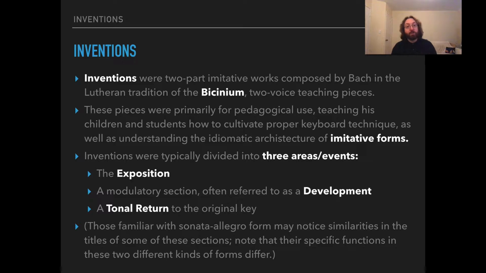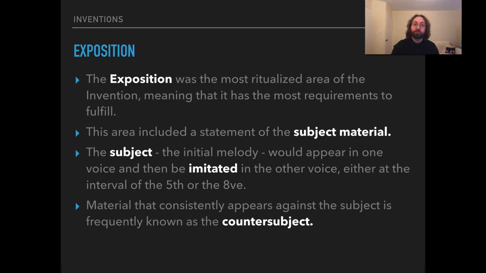If you're familiar with the concept of sonata allegro form, you may notice some similarities in the titles of some of these sections, but you should note that their specific functions in these two different forms differ from each other. So an exposition and a development work differently in inventions and fugues than they do in sonatas.